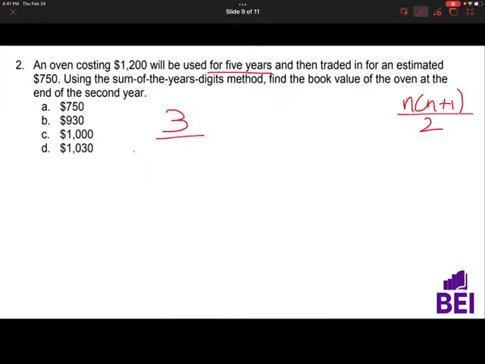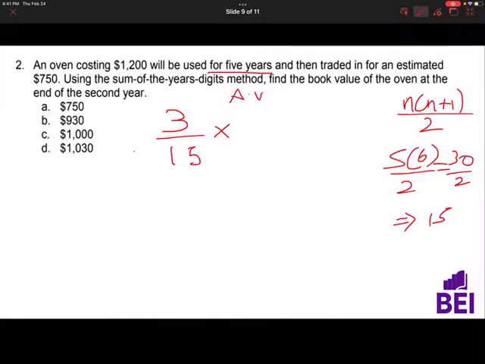So we're going to do 5 into 5 plus 1, which is 6, by 2, which is going to give us 30 by 2, which is going to be 15. So 3 by 15 into depreciable value. So again, as we discussed, depreciable value is asset value minus residual value here.